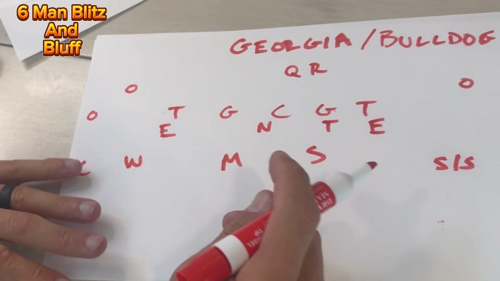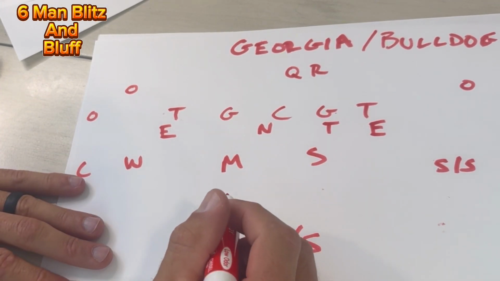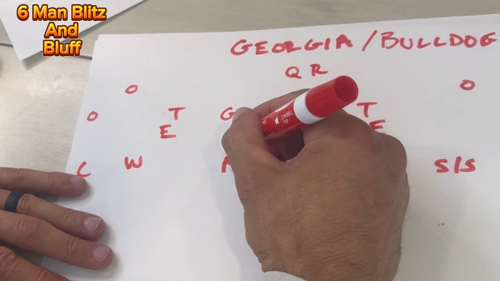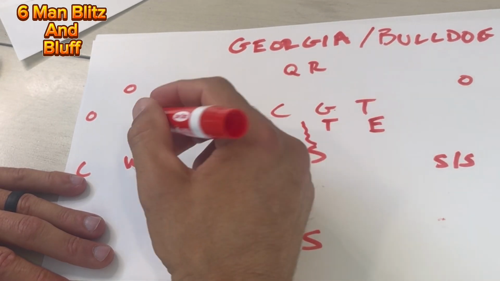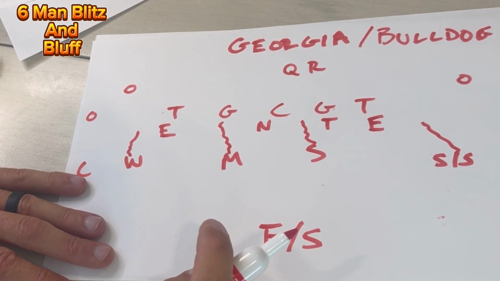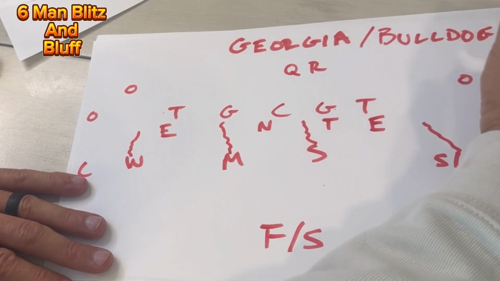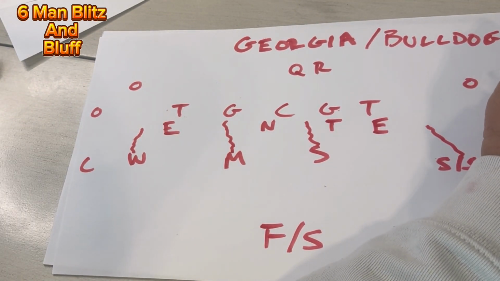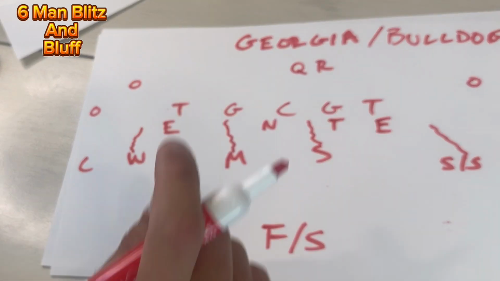All right, so in either case, whether it's Georgia or Bulldog, we're going to show everybody in their blitz gaps. So he's going to mug up to the B, he's going to mug up to the A, he's going to creep to the outside here, he's going to creep to the outside here. Now what we could do is we can make this a 6-man rush if we're sending everybody.